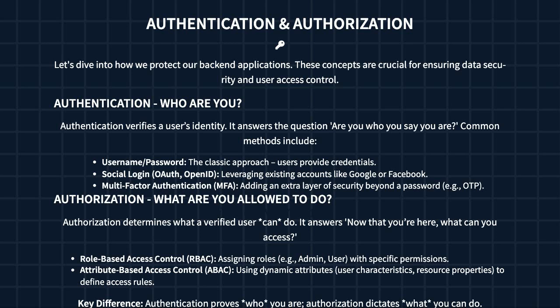Now, once we've confirmed who the user is, that's authentication, we need to figure out what they are allowed to do. That's where authorization comes in. Authorization determines access rights essentially. What can this person do? We can control this using things like roles, like admin or user, and also by looking at specific attributes about the user and the data they're trying to access.